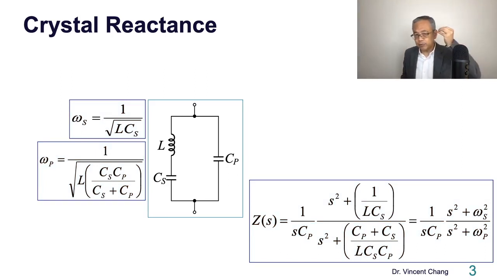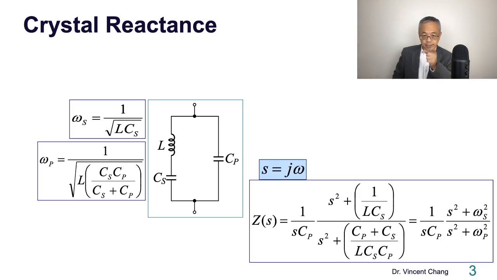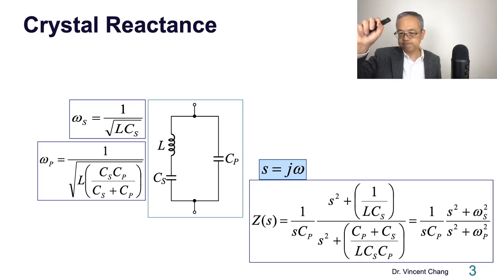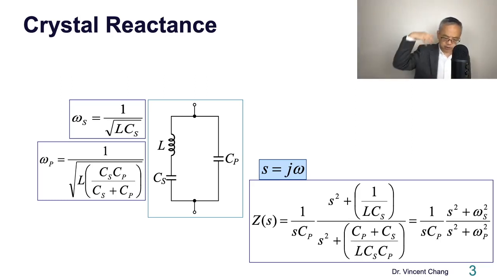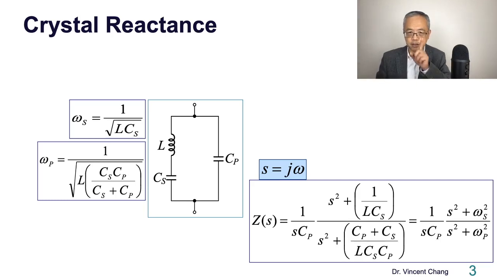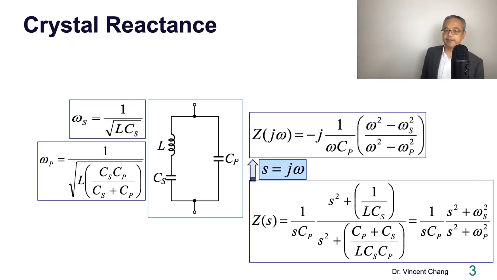Crystal reactance. To get the reactance, because this circuit is purely reactive, there's no resistance, there's no real part, there's no real number. So if you replace the complex frequency s by j omega, then you're going to get negative j omega in the denominator, and then negative omega square in the numerator and negative omega square in the denominator. So let's multiply both numerator and denominator by -1. Then you are going to get this.